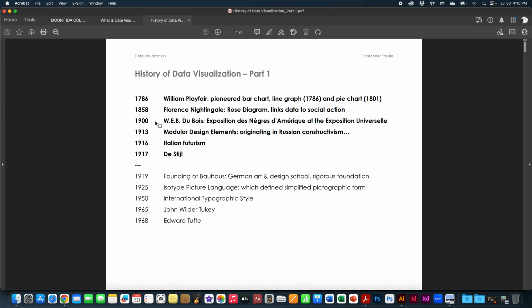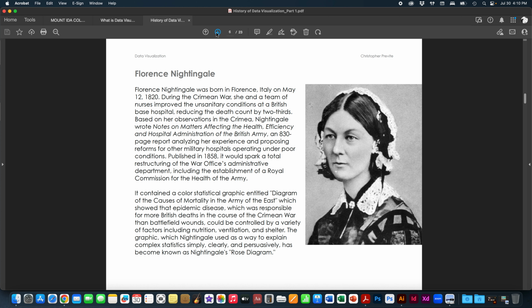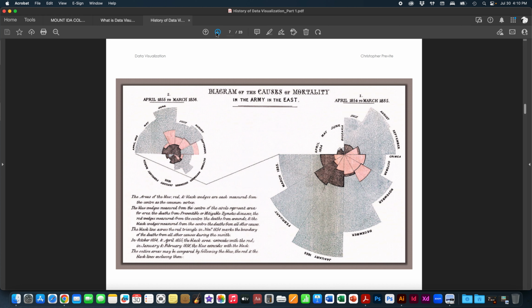1900. I already talked a little bit about W.E.B. Du Bois at the exposition at the World's Fair in Paris. I'll zip down here a little bit. See, there's Florence. And there's that page with the two Rose diagrams.